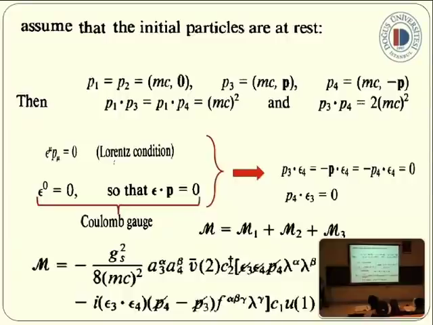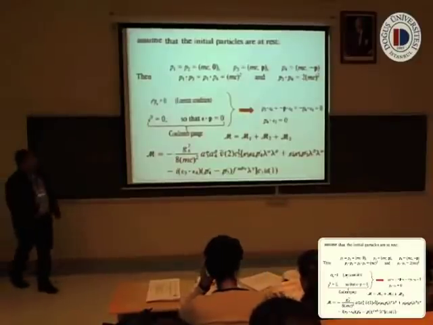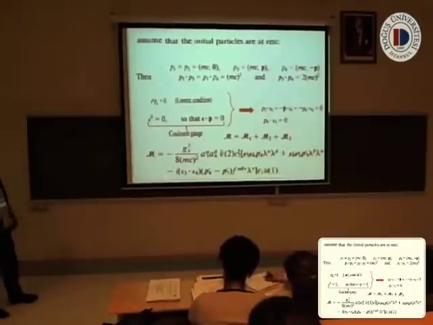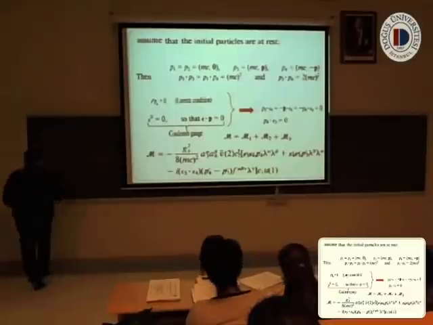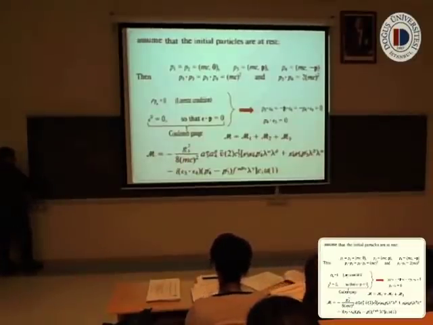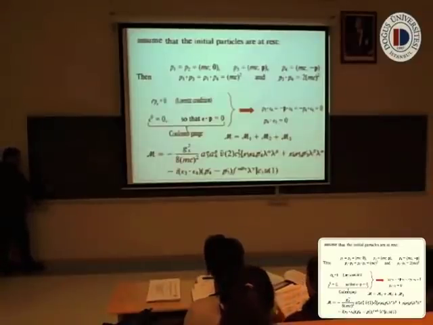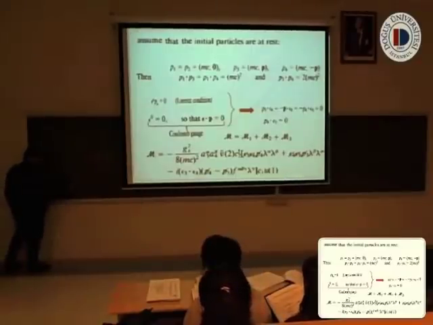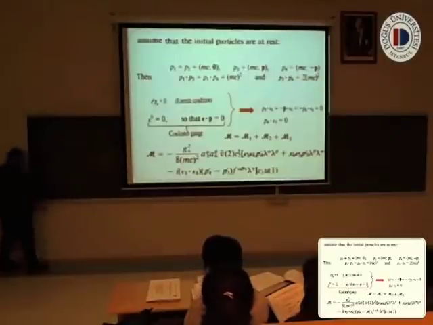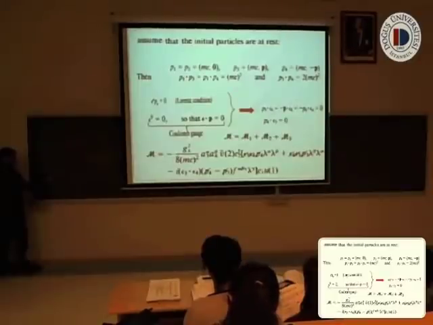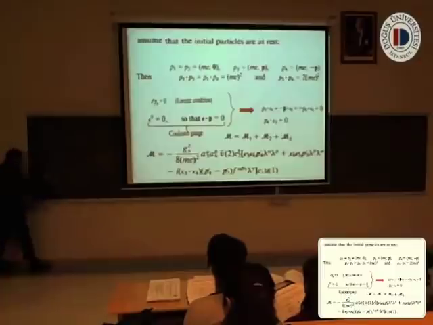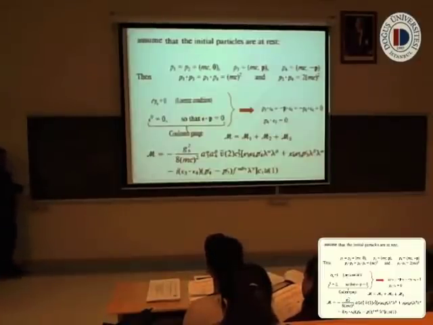Now, we assume that the initial particles are at rest. So P1, P2, this is their energy or mass, and they are at rest. So the three momentum of P1, P2 equal to zero. So from the momentum conservation, P3 plus P4 equal to P1 plus P2, because these two equal to Q, and this summation of P1 and P2 also equal to Q. So these two are equal to each other. So here this is zero. If we consider P3 as P, so P4 will be minus P.